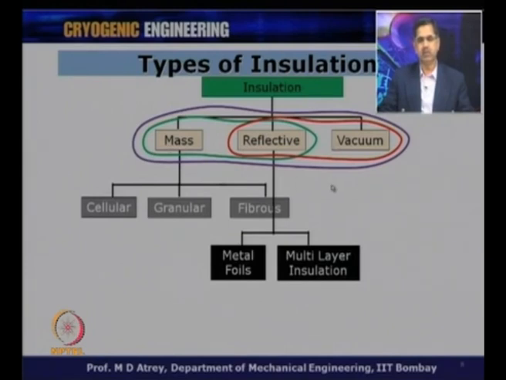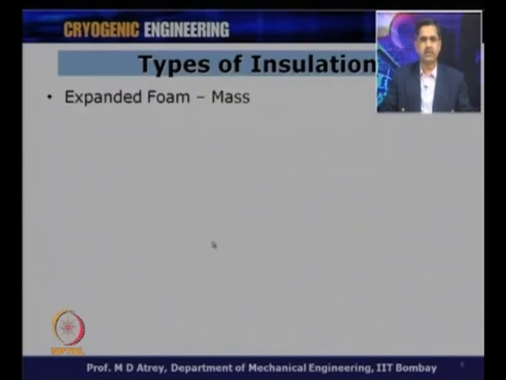And let us see now what are the different types of insulation which come under these categories. So, let us say the types of insulation we are going to talk about. We have expanded foam. In this case, we are talking about mass insulation, where we can use foams, which most of you know, as we have foam in refrigeration.